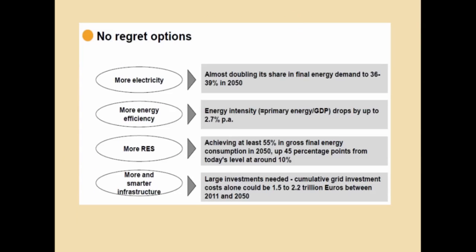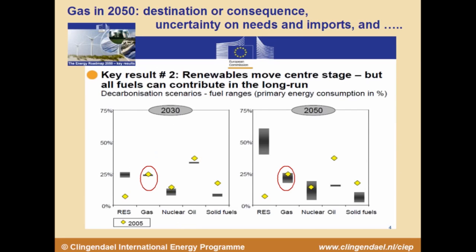Now, the outcome of the Roadmap 2050, and we're all a little bit aware of that, is the four no-regret options that are always good in further pursuing what we want to pursue: more electricity, more energy efficiency, more renewables, yes, and smarter and more efficient infrastructures as well. Now, taking a somewhat closer look at the fuel mix that comes from a number of the scenarios, we are all aware of the fact that in 2030 the role of gas is not that much debatable, so about a 25% share in the fuel mix comes out of those scenarios.